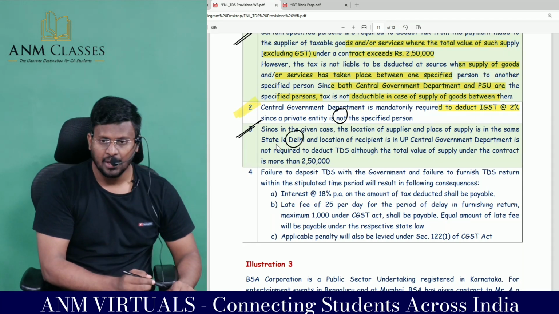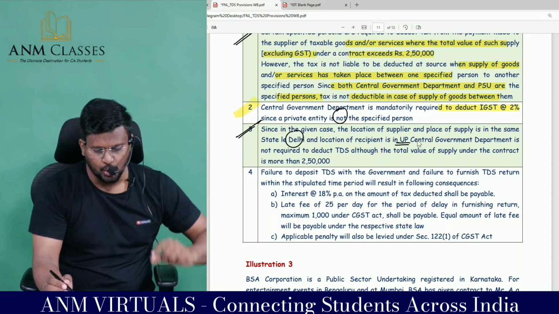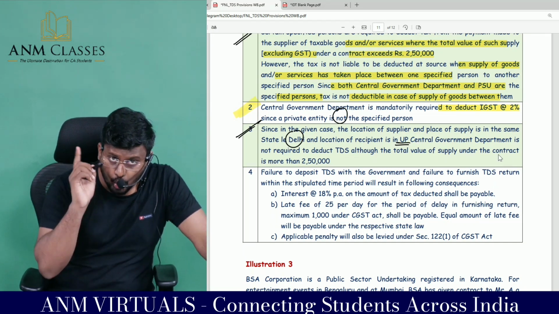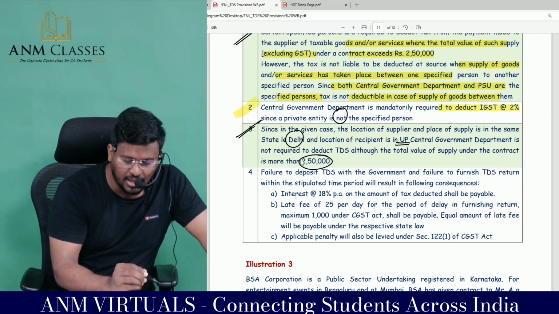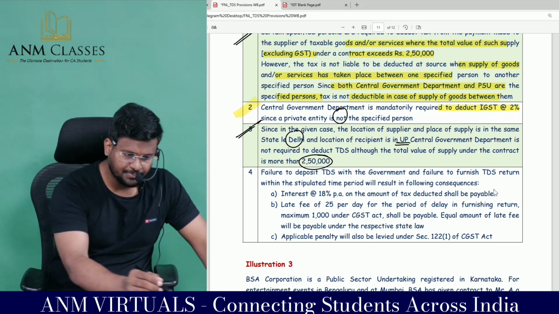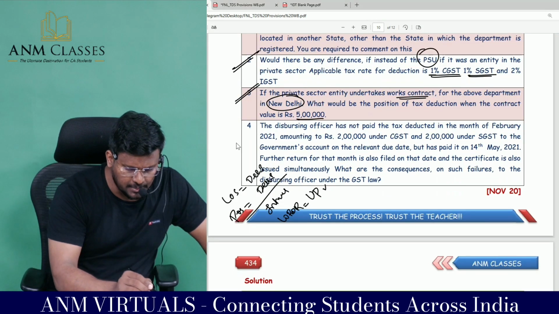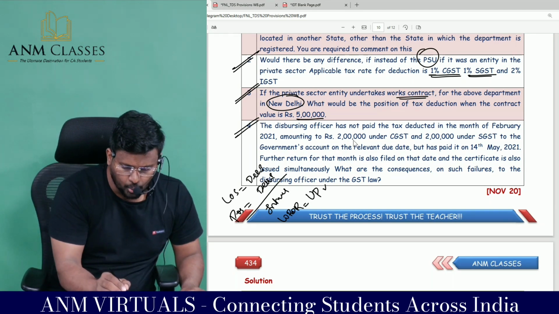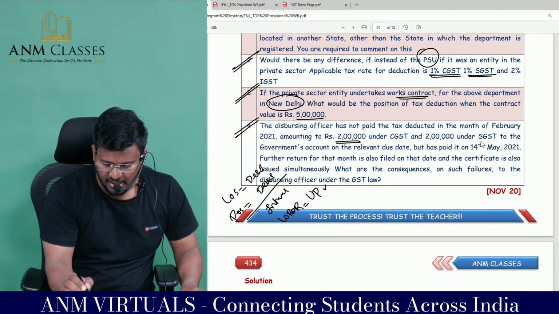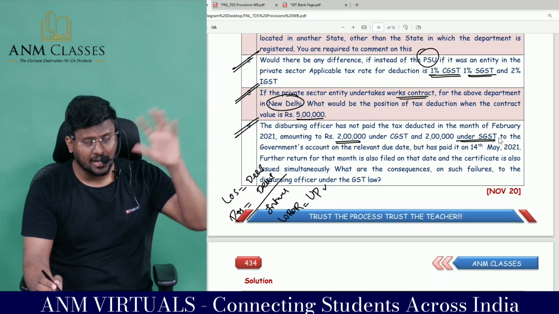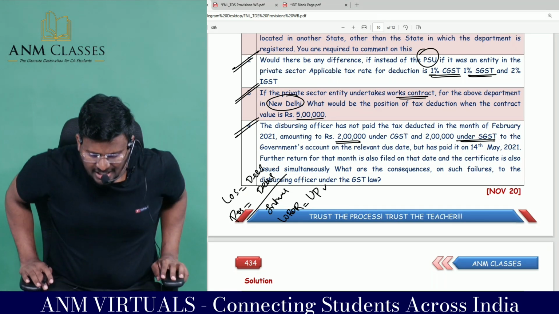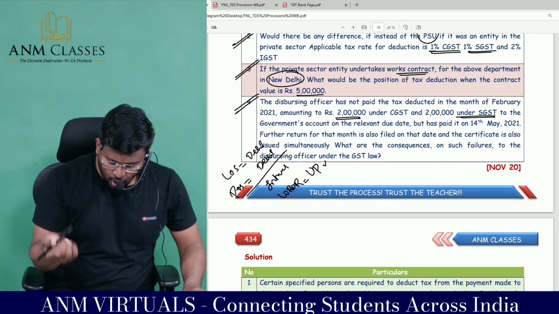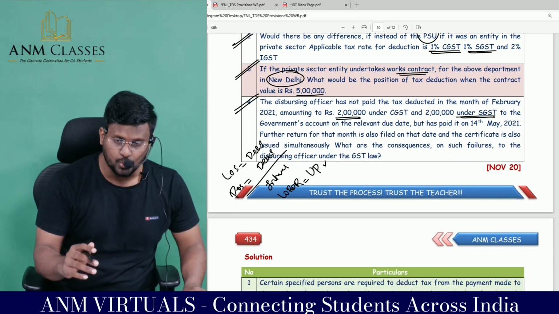Location of the recipient is in UP, so the central government department is not required to deduct TDS, although the total value of supply under the contract is more than 2.5 lakh. Next question: the disbursing officer has not paid the tax deducted in the month of February, amounting to 2 lakh under the CGST and 2 lakh under the SGST, to the government's account on the relevant due date, but has paid it on 14th May 2021. Further, the return for that month is also filed on that date and the certificate is also issued simultaneously.